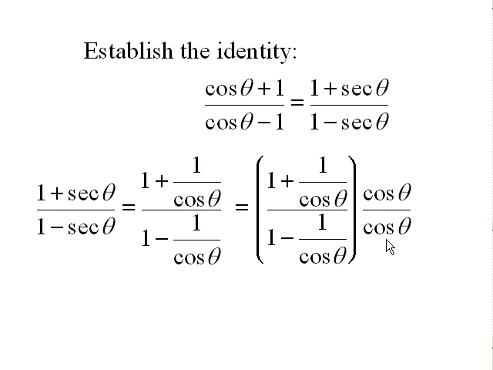That would be cosine theta, and when I multiply this through, cosine theta times 1, cosine theta times this reciprocal makes that factor cancel. So cosine theta times 1 is cosine theta, cosine theta times 1 over cosine theta is this value 1, and on the bottom, cosine theta times 1, cosine theta times minus 1 over cosine theta, so cosine theta minus 1. And sure enough, that is the other side of the identity as it was given to establish.